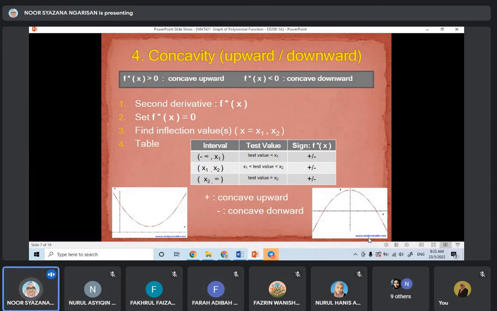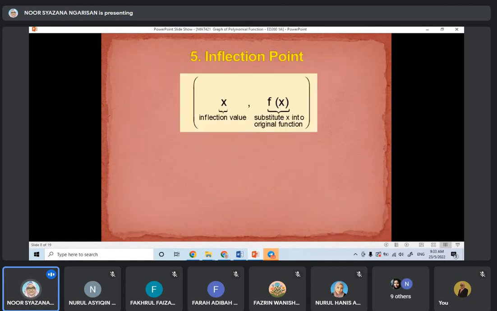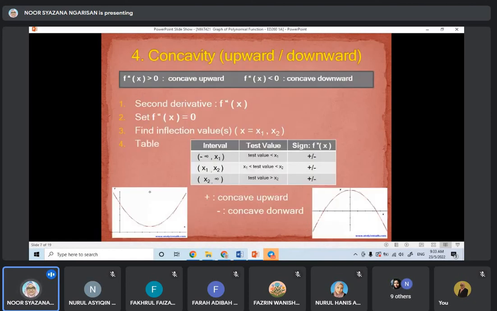Number 4, concavity. Concavity, either concave upward or concave downward. Concave upward, melengkung ke atas, sebelah kita akan senyum. Ini macam ni lah contoh ni. Concave upward, ini graf senyum. Concave downward, graf masam.